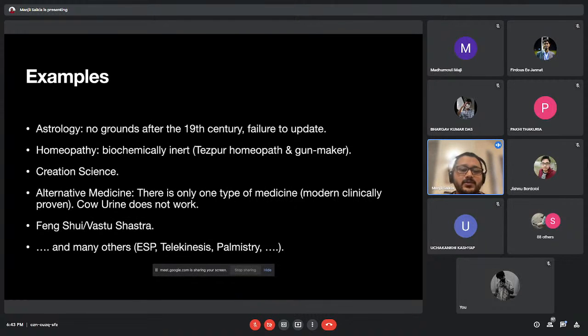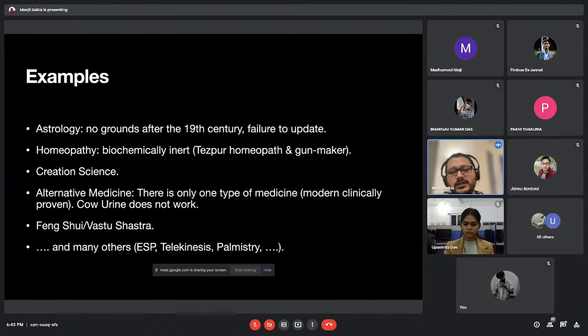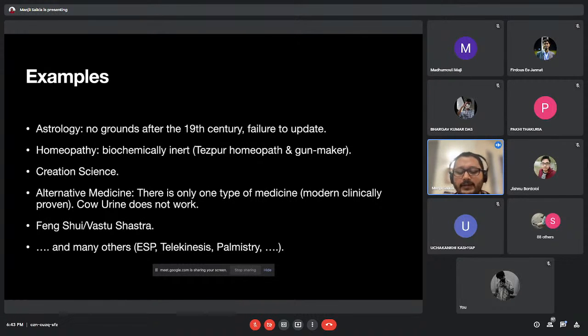The next example is homeopathy, which I have mentioned many times. Homeopathy uses biochemically inert compounds. There is nothing really in that. It's just sugar pills that you take, and it makes no difference. There are two major principles of homeopathy. The first is that like kills like, whatever that might mean.